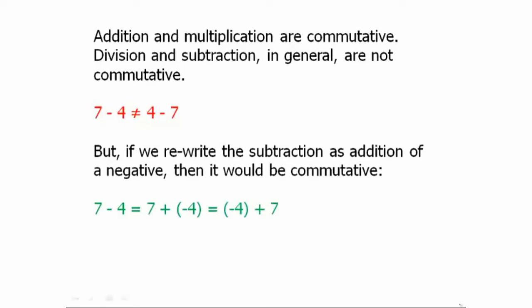But keep this in mind. If we rewrite the subtraction as the addition of a negative, that's a very sophisticated move, then it would be commutative. So 7 minus 4, we could express that as 7 plus negative 4, and then we could swap the order, negative 4 plus 7. So we could actually perform that swap if we needed.